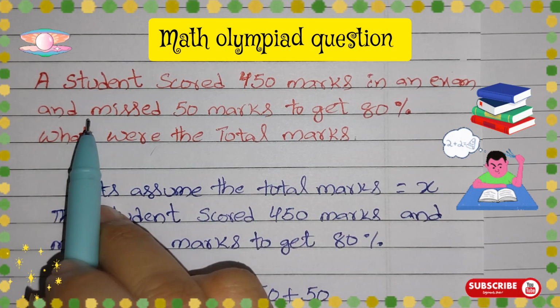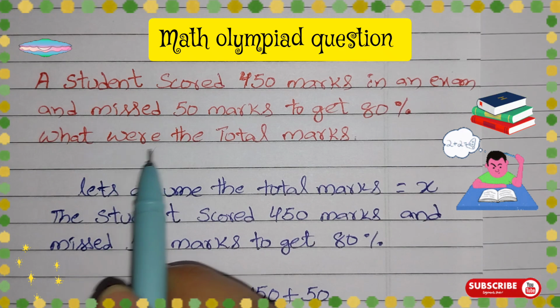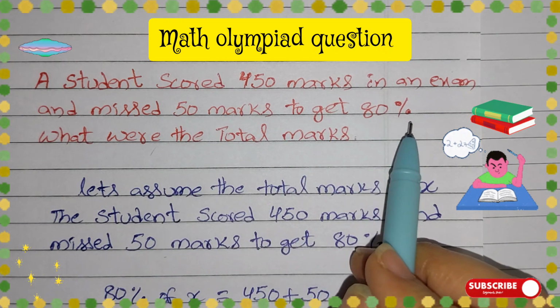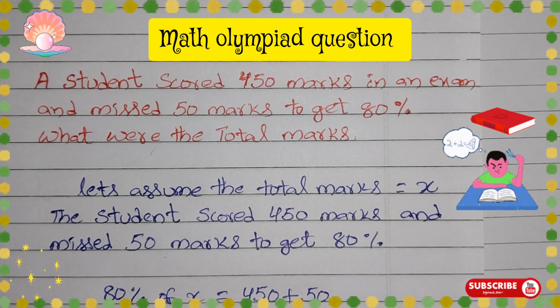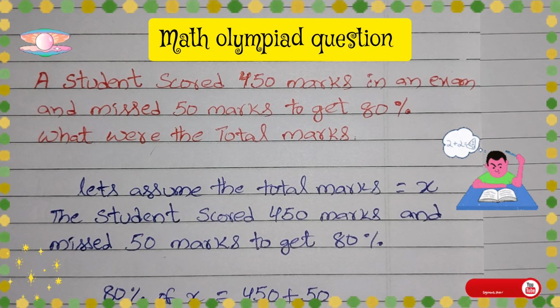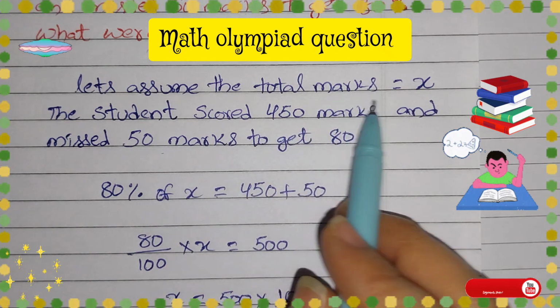The second question is: a student scored 450 marks in an exam and missed 50 marks to get 80%. What were the total marks? Read the question carefully and understand what is given and what we have to find. We have to find the total marks. Let's see how to solve this problem.